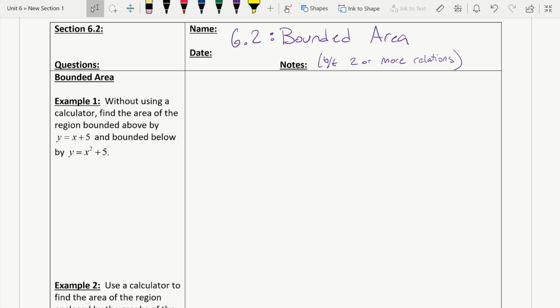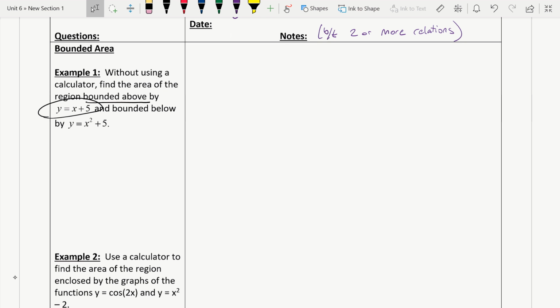So let's see. Without using a calculator, find the area of the region bounded above by, here's a linear function, and bounded below by a quadratic. So first off, let's just sketch what that would look like here. Okay, so the linear function has a y-intercept of 5 and a slope of 1. So it is probably doing something like this.